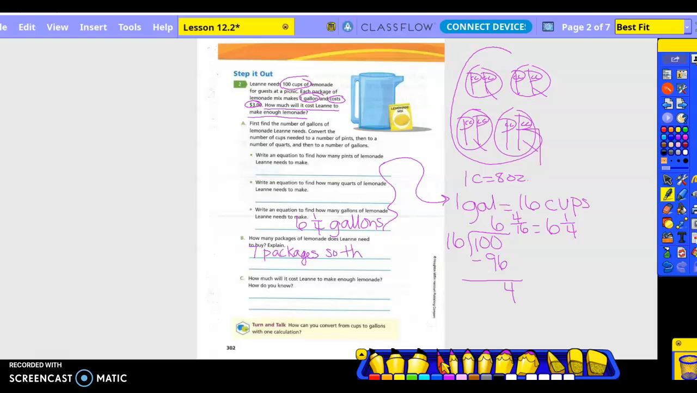So that she can cover all 100 cups. How much will it cost Leanne to make enough lemonade? How do you know? So we said 7 packages, right? Times how much is each package? $3. So it will cost her $21.